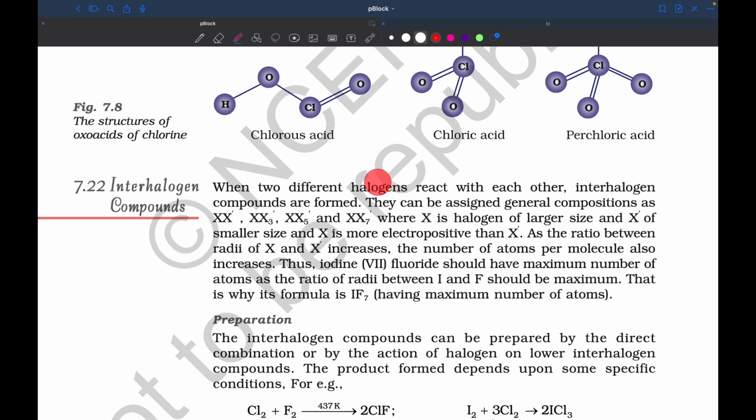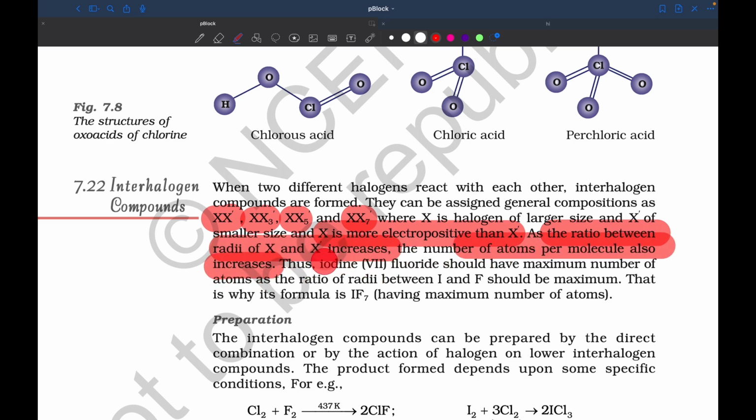Interhalogen compounds are of 3 types, like XX', XX'3, XX'5, XX'7. X is the halogen with the larger size and X is more electropositive than X'. As the ratio between radii of X and X' increases, the number of atoms per molecule increases. Thus iodine fluoride has the maximum number of atoms, as the ratio of radii of I and F should be maximum.